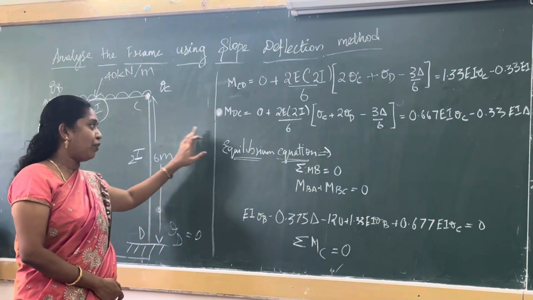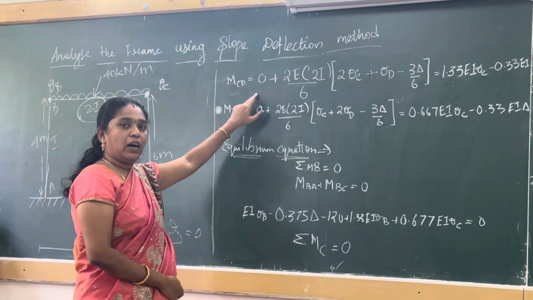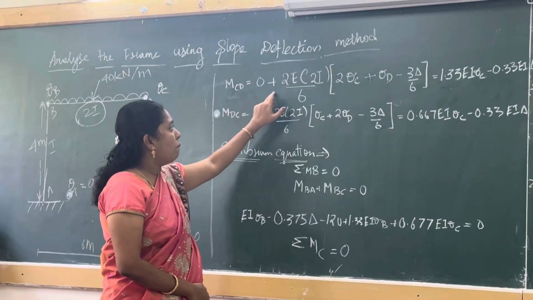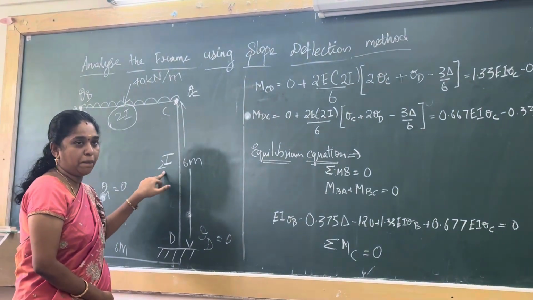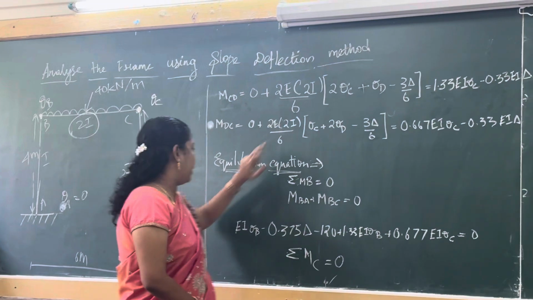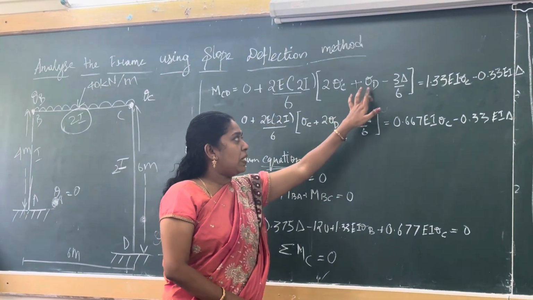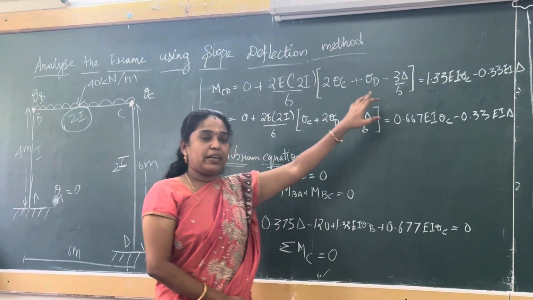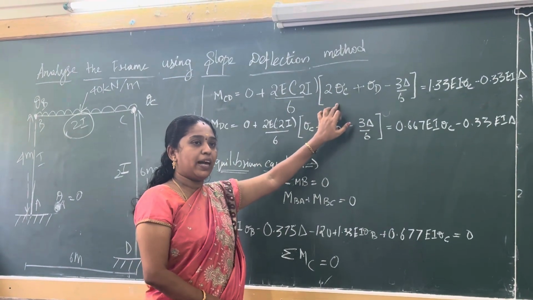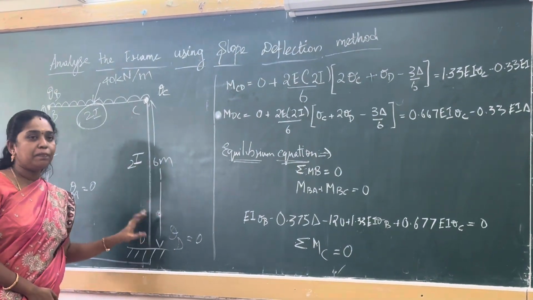Slope deflection equation for the CD span. For the CD span, the fixed end moment is 0 plus 2E into I value, 2I, that is given in the problem, divided by L. L is the span, that is 6 meter, into 2 theta C plus theta D minus 3 del by L. Here we are going to consider the del value because this column is deformed by the sway.